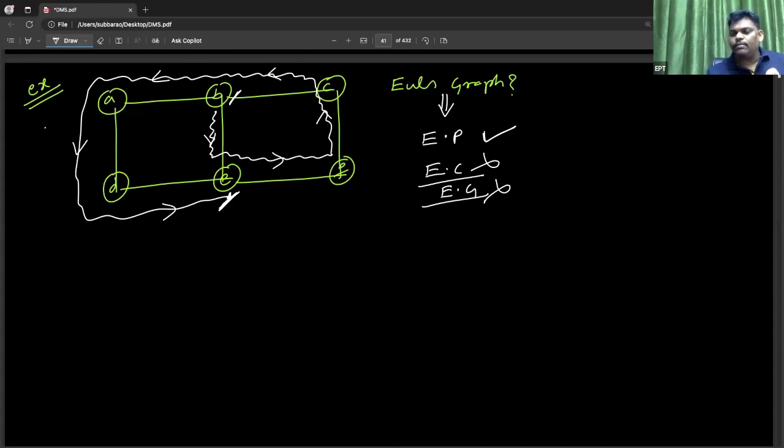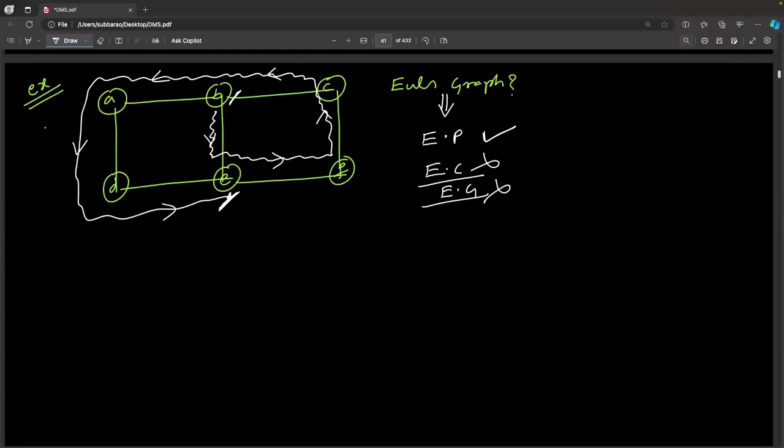Remember, both should be there. Euler path should be there, Euler circuit also there. Euler path there, Euler circuit there, then Euler graph. One fail, also fail only.